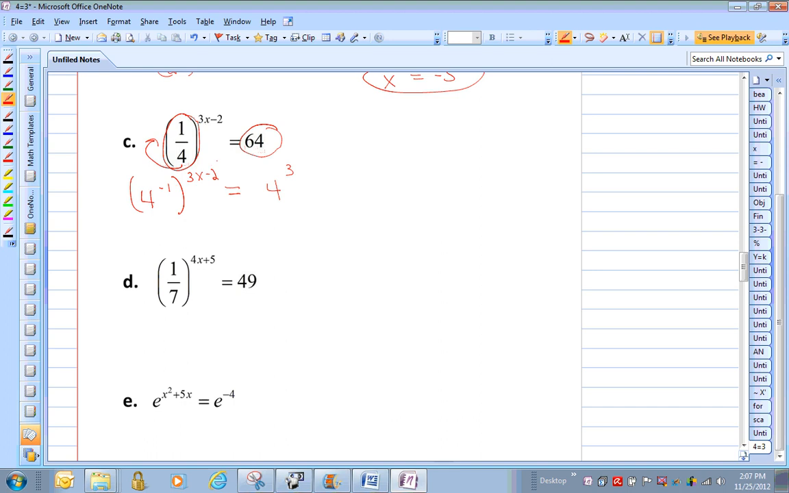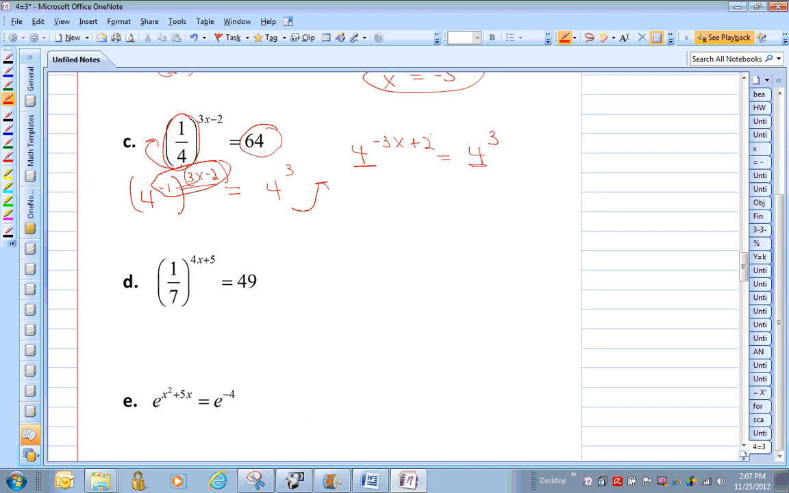I need to make sure that I take care of this power to power over here. I have to distribute that negative to both the 3x and the negative 2. So when I do, I would get 4 to the negative 3x, and I have a negative 1 times a negative 2, so positive 2 equals 4 to the third.